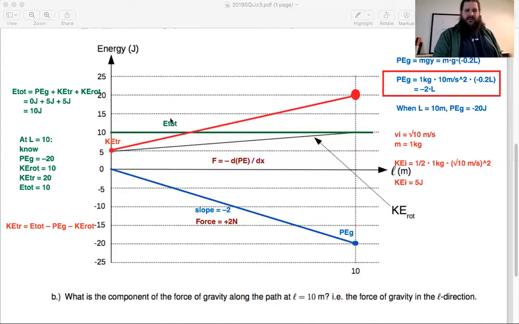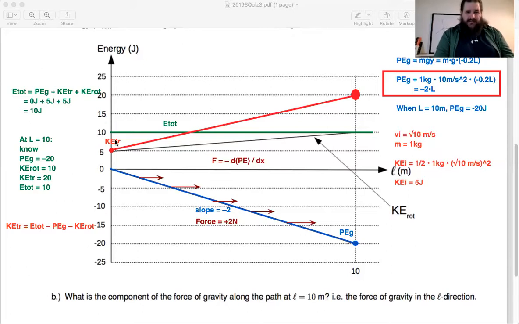Positive direction, so if we actually drew in the force arrows here, we'd have arrows pointing in the positive L direction, and they'd all be the same length, because we have the same slope everywhere on this graph. So that's one way we could draw the force on this graph. We could draw arrows representing a pull in the positive L direction along the path. And the strength of that would be 2 newtons.